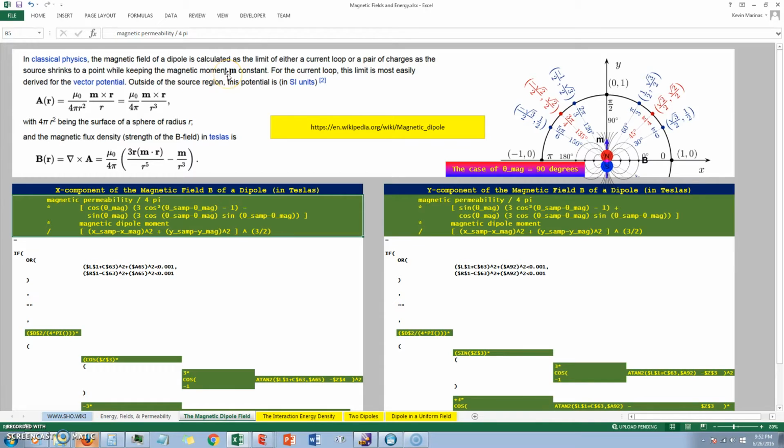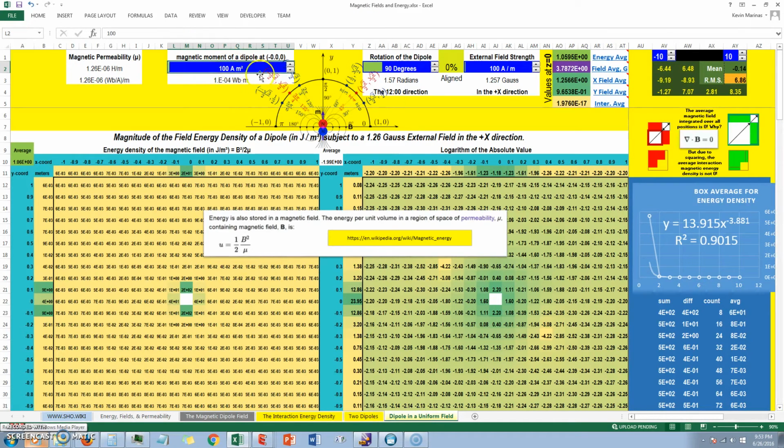Our magnetic moment M is considered a constant. We're not changing this. So you can imagine a tiny permanent magnet with a fixed amount of magnetic moment. And that is something like, if you'd imagine, this has a value basically equivalent to what you would get if you had 100 amps going through a circular loop of an area of 1 square meter. That's where this comes from.